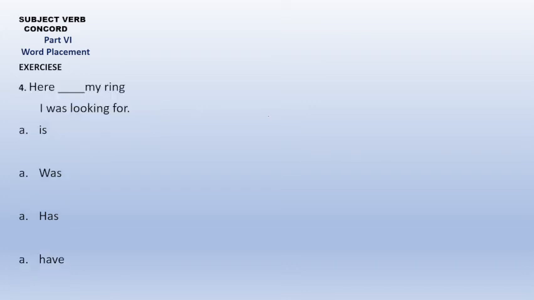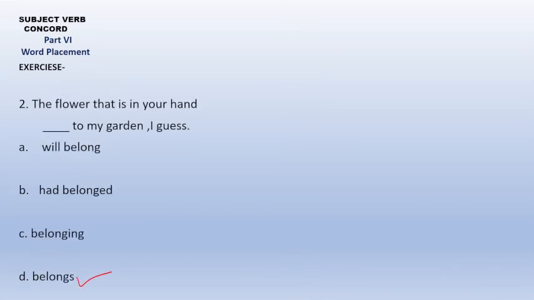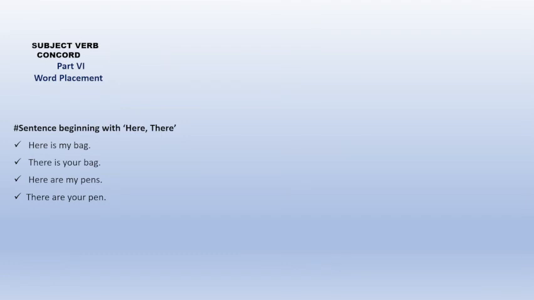Here dash my ring I was looking for. Okay, sorry students, we have not studied this last rule, the verb placement part consisting of here and there. Here is my bag, there is your bag. Here is my pants, here are my pants, there are your pants. See what happens with here and there. If our sentence is starting with here or there, the verb is placed according to the complement.